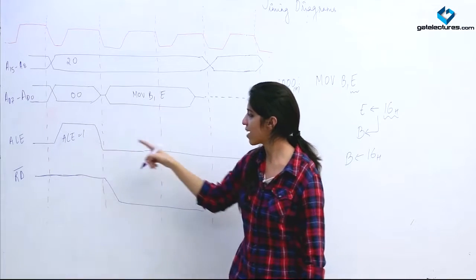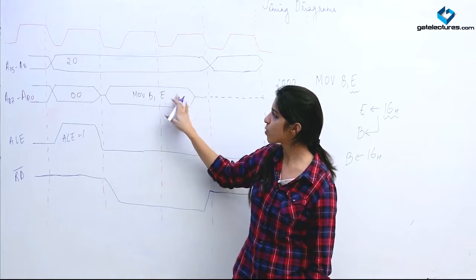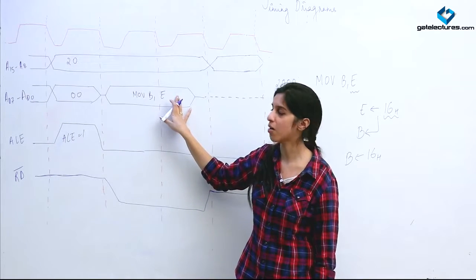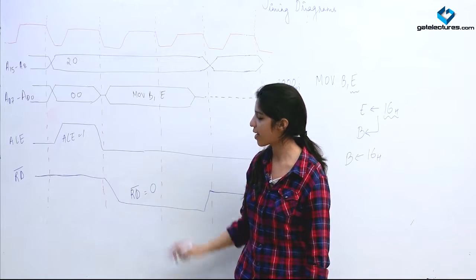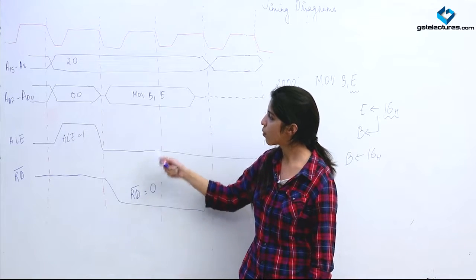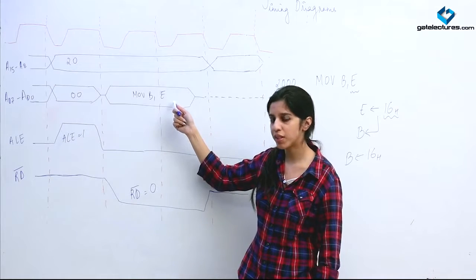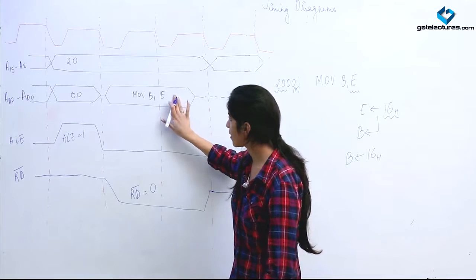Now since ALE is low, ALE is 0, this bus is going to behave as the data bus, and also we are going to make read bar 0. When this read bar is 0, we are going to read this data, we are going to fetch this data from the memory. So, now we have got the data.